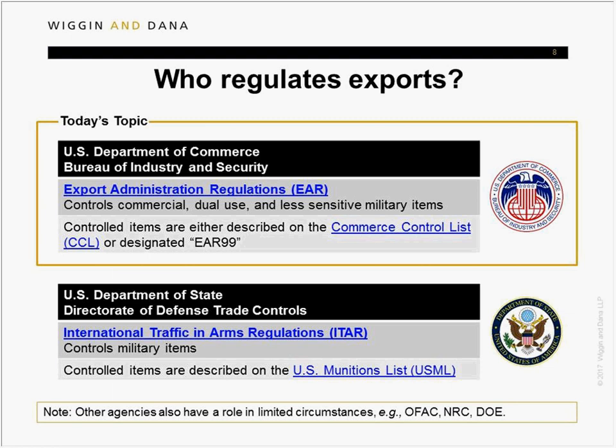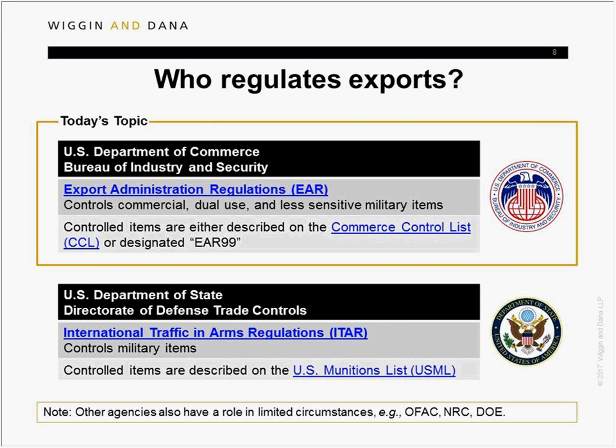And finally, before we move on to talking in detail about BIS, it's helpful to know who regulates exports. Well, today's topic is one of the agencies that regulates exports, and that's the Department of Commerce. And within the Department of Commerce, the Bureau of Industry and Security, or BIS. And the way that the BIS achieves its mission is largely through the Export Administration Regulations. That's the big rule book that we all have to be familiar with so as not to get ourselves in trouble here.